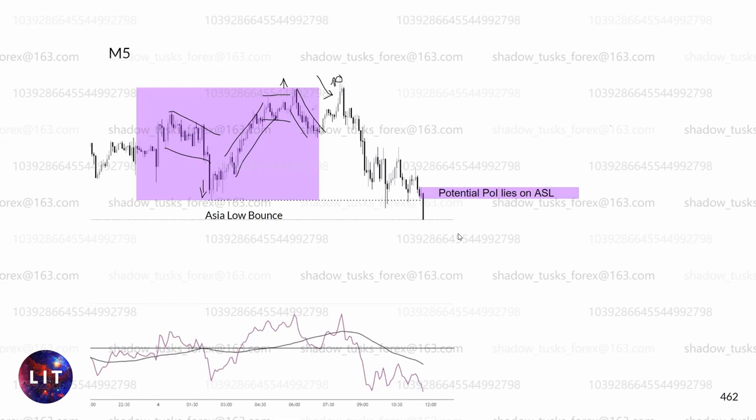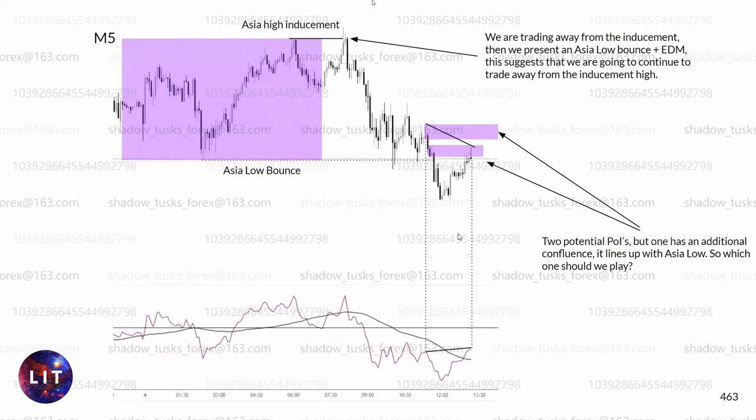Obviously, we notice our vector candles here, vector candles here. We like them to accompany our inducements. Then we have our Asia high inducement. Then we have two possible POIs to pick from. You're not going to want to pick this one because this is just lying on liquidity. So we have two potential POIs to pick from, but which one is more likely? We also know that we're already creating an EDM from here. So which one's more likely?